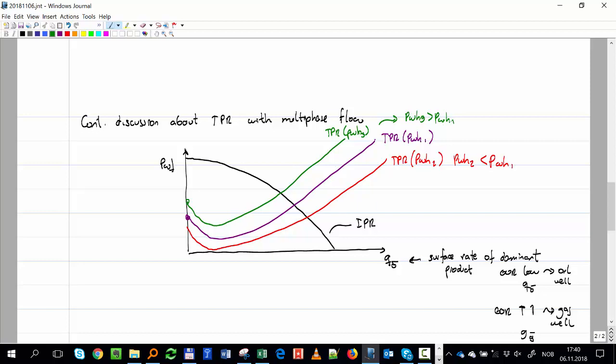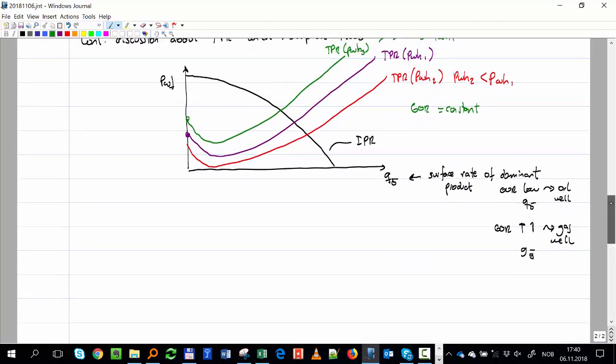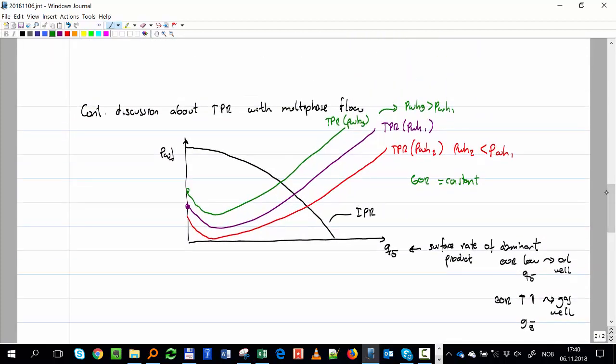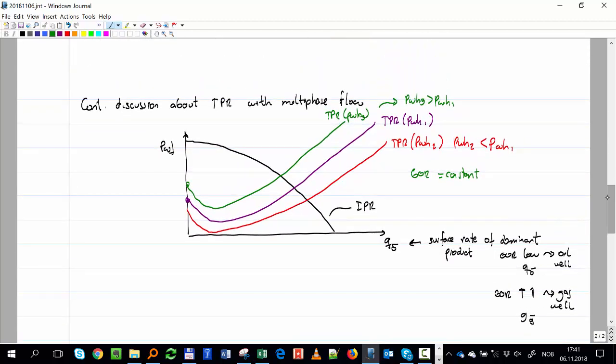Now, what happens if the GOR is changing? This is for a constant GOR. Now, what happens? For diameter it will be the same, so I'm not going to make the same discussion. But GOR is interesting. It's something that we didn't have in single phase flow. We have it only in multiphase. How much gas? What is the ratio between gas and oil?